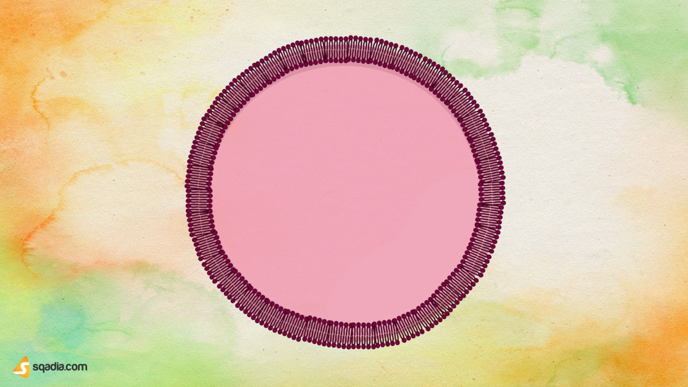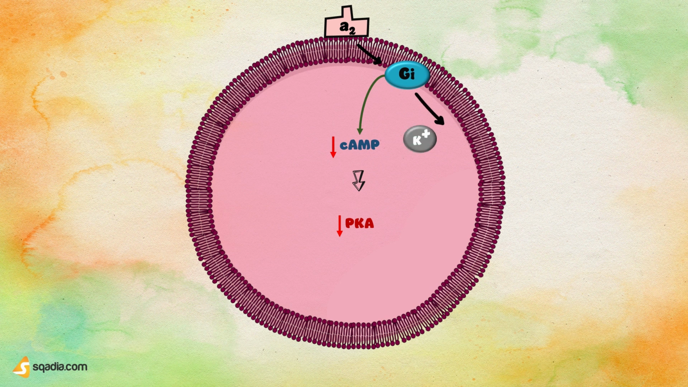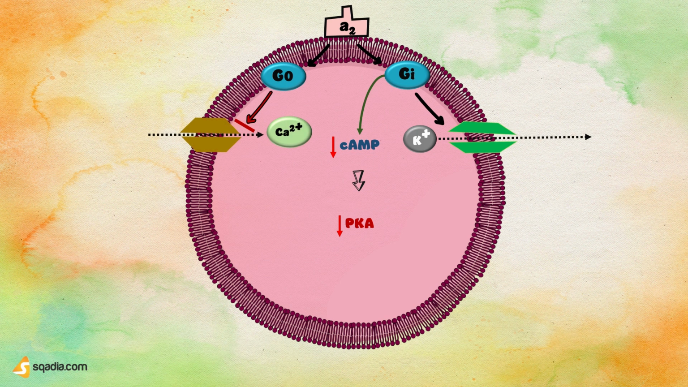Moving forward, activation of alpha-2 adrenoceptors, mediated by Gi protein, inhibits adenylate cyclase, so it decreases cAMP synthesis and protein kinase A. At the same time, it increases the open probability of voltage-gated potassium channels, which leads to hyperpolarization. When coupled with Go protein, activated alpha-2 adrenoceptors also inhibit voltage-gated calcium channels and decrease calcium influx.